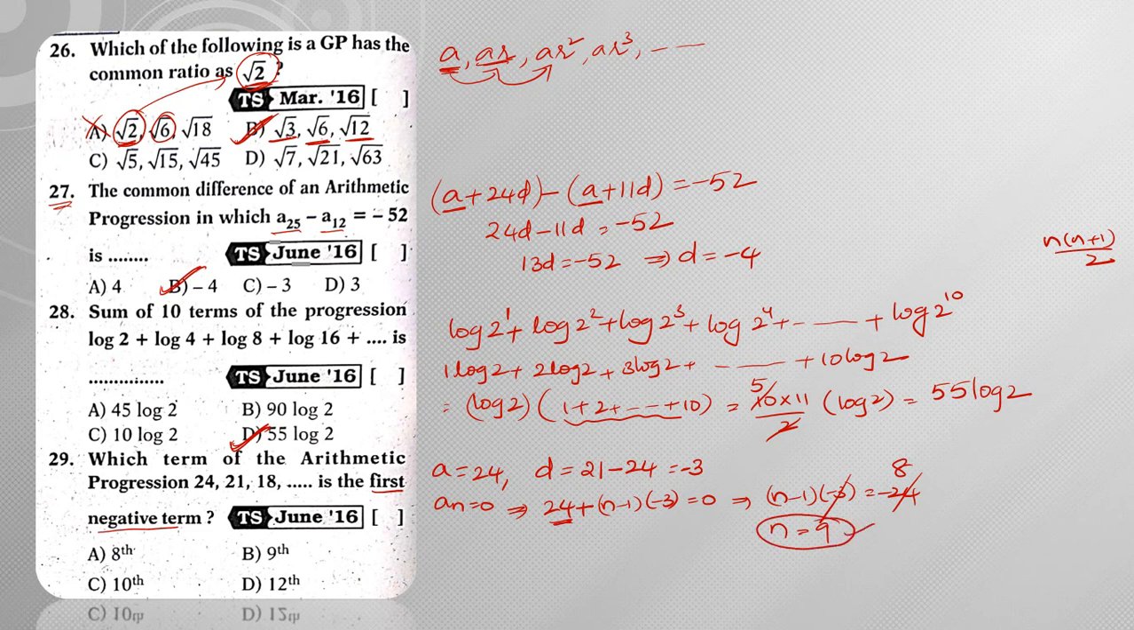That means the ninth term is 0. If the ninth term is 0, then the next term will automatically be the first negative term. After the ninth term, what is the next term? The 10th term. So clearly the 10th term will be the first negative term, right?